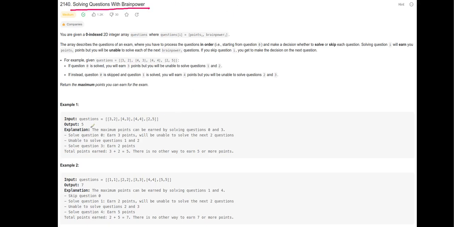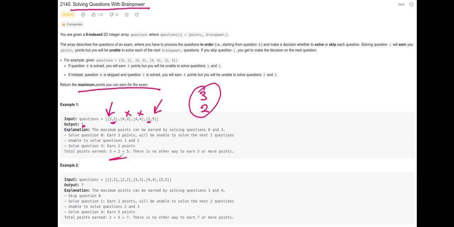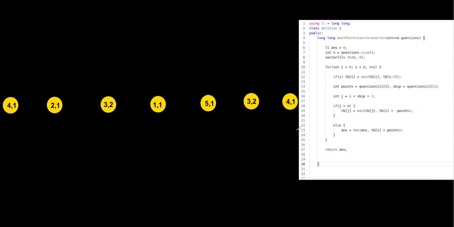In this example, the output is 5, which is the maximum points you can earn for this exam. So if you answer the first question, you gain 3 points, and you cannot solve the next 2 questions. Now, if you answer the last one, you gain another 2 points, and in total we have 5 points. We will use dynamic programming to solve this question.